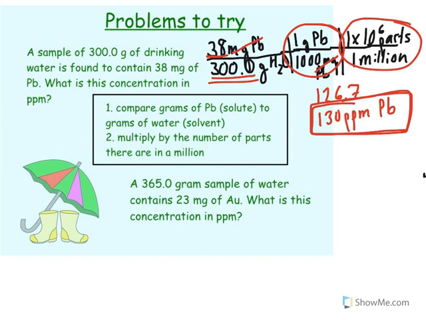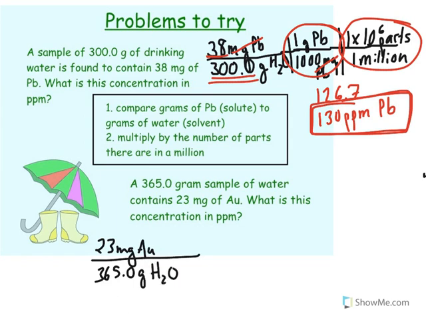Now let's try the bottom part. Here we've got a sample of water that contains 23 milligrams of gold. Ooh, sounds like a lot of gold. Are we going to get rich? Well, let's work it out. What do we start with? We've got our solute, which is the gold, and then our solvent, which is the water. So we're going to make a ratio of 23 milligrams of gold to 365 grams of water.